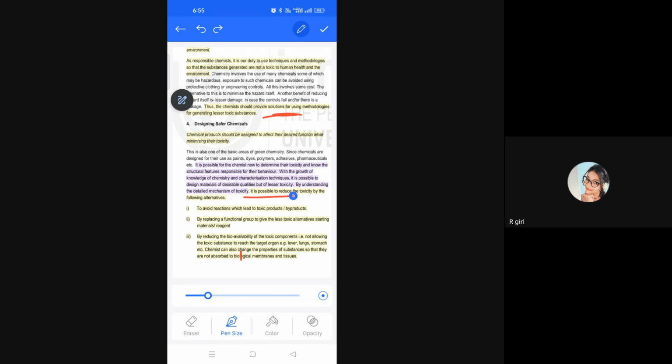It is now possible for chemists to determine their toxicity and know the structural features essential for their behavior. With the growth of knowledge in chemistry and characterization techniques, it is possible to design materials of desirable qualities but of lesser toxicity. By understanding the detailed mechanism of toxicity, it is possible to reduce the toxicity by the following alternatives.